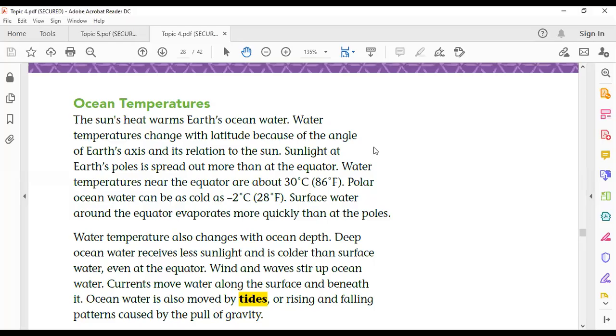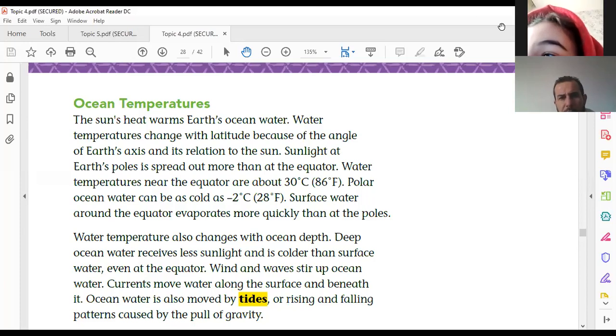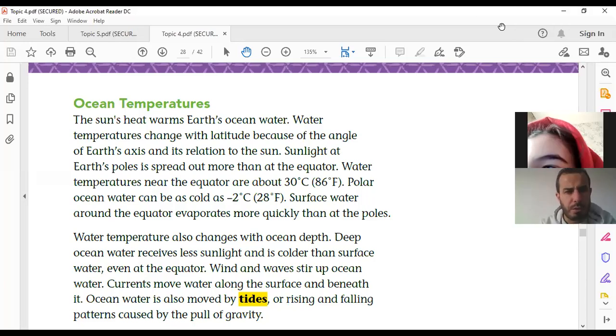Temperature of the ocean water is affected or determined by two things. Who can remind me about them? Do you remember what they are? What are the two factors that affect the temperature of the ocean water?